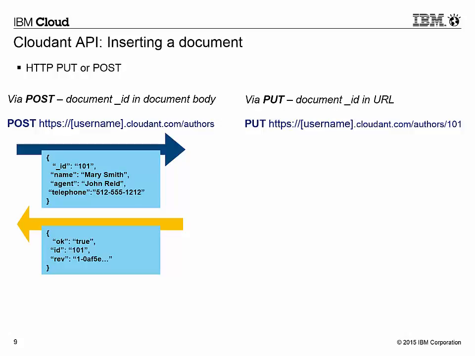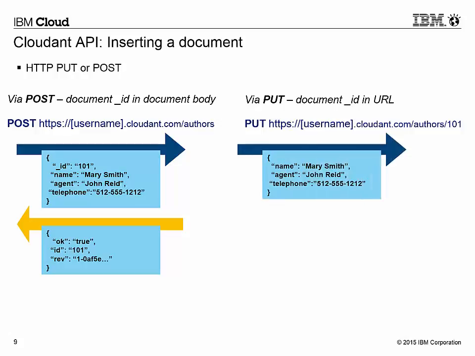Now if we do it via PUT, it's a very similar approach. The difference is that the ID goes in the URL itself. And so now we have the document without the ID field. And when we execute that, we get a similar response.